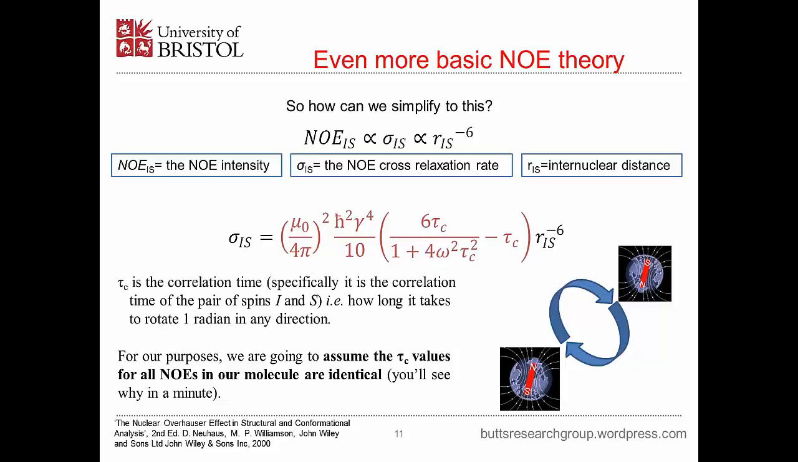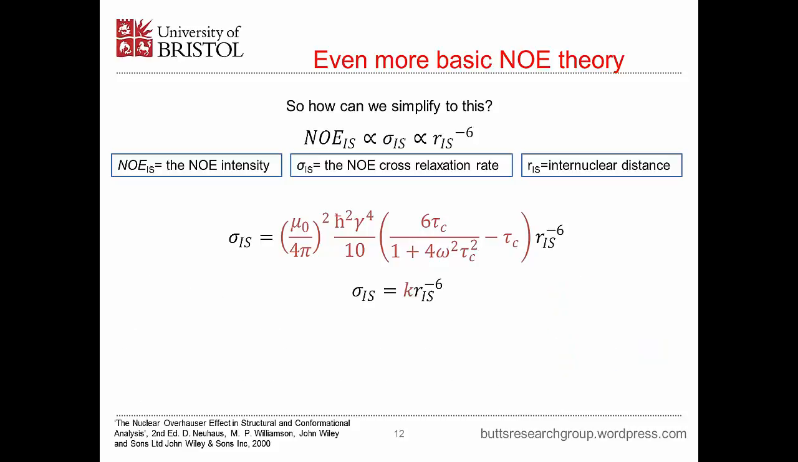For the purposes of the talk today, I'm going to show you how and why it works in a minute. We're going to assume that the tau c values for all of the NOE pairs, between proton 1 and proton 2, and proton 6 and proton 7, are all identical to each other, so that tau c is the same no matter what NOEs we're looking at. If we assume they're identical, then that entire term in orange collapses to something as nice and simple as this. Now this is the kind of equation I do like in my life. Sigma equals some constant k times the distance to the power of minus 6.